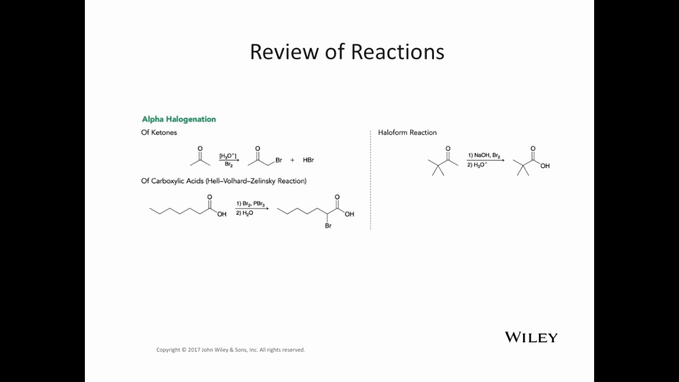Here is a review of all of the reactions we've looked at in this most recent unit. So we have the alpha halogenation of ketones, the HVZ reaction where we alpha halogenate a carboxylic acid, the haloform reaction where when you have a methyl ketone with hydroxide and bromine, you can convert that into a carboxylic acid.